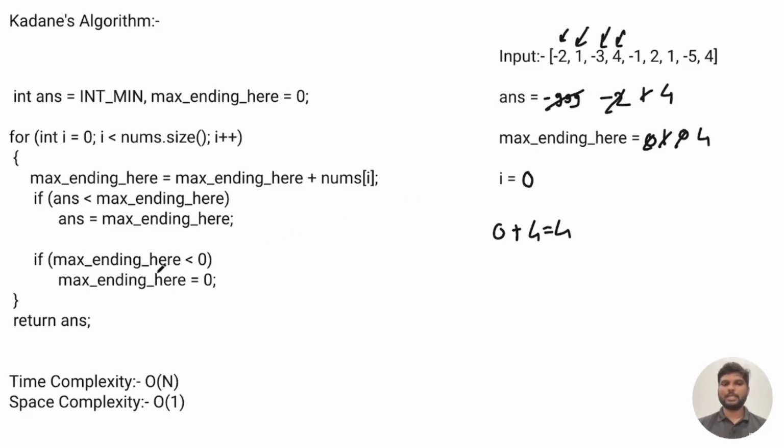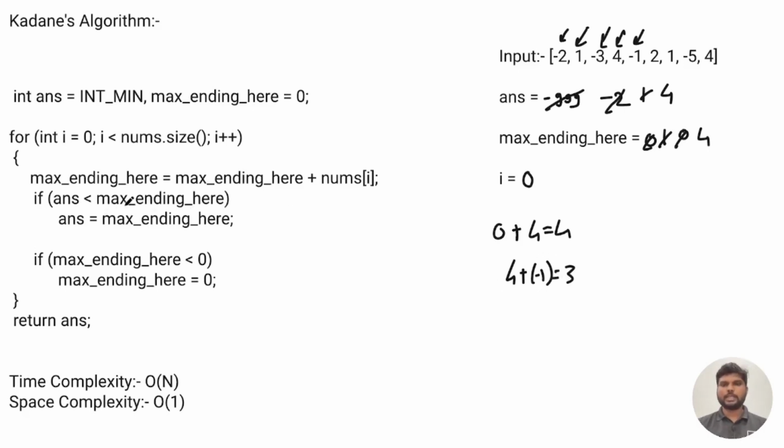Then we check if max ending here is less than 0. Well, that's not the case, right? And then we increment I again. So we start considering this -1. Now what we do, we calculate max ending here again, right? So it becomes 4 plus -1, which is equal to 3.